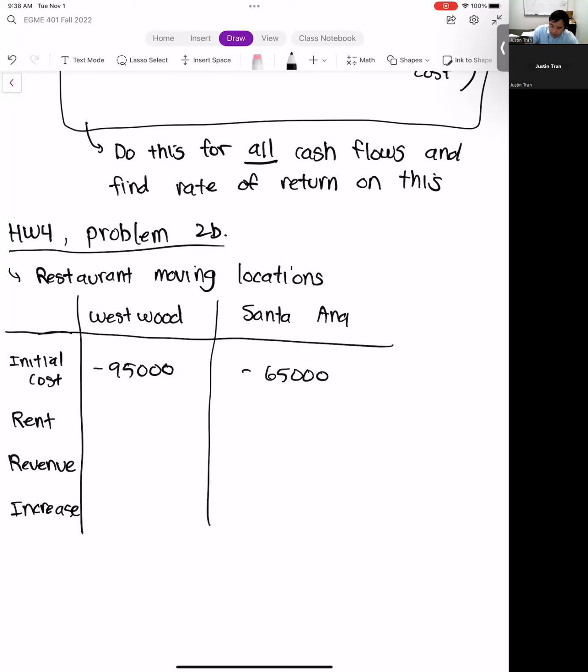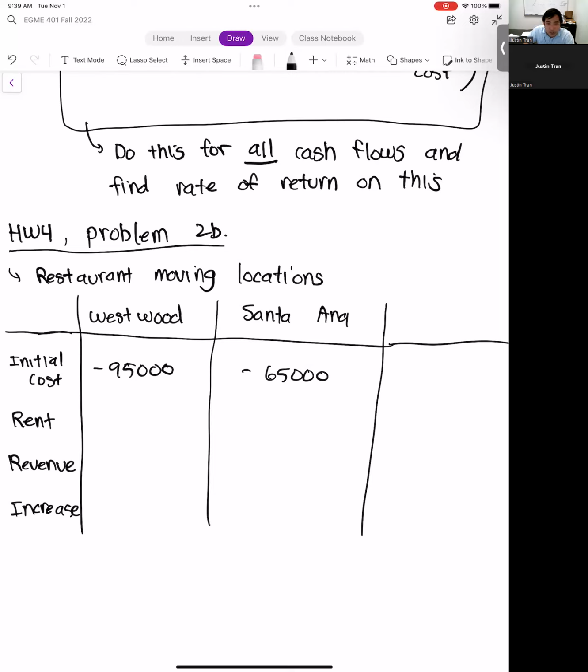And so from the problem, what the problem says is that the initial cost for moving to Westwood is $95,000, and the initial cost moving to Santa Ana is $65,000. Okay. For the rents, we're not given in the problem exactly what the rents are going to be, but it does tell us how much more it is going to be.